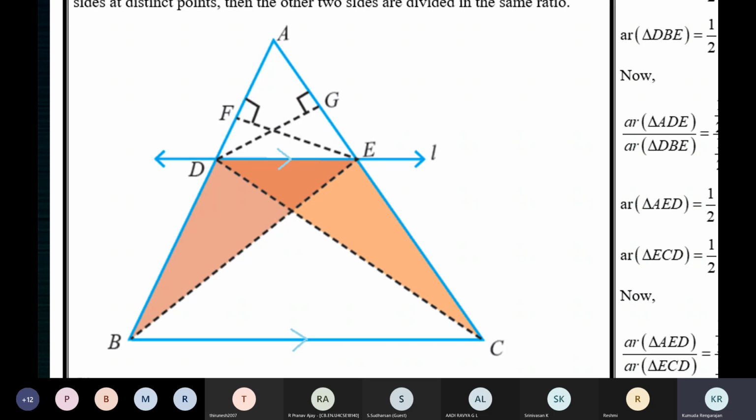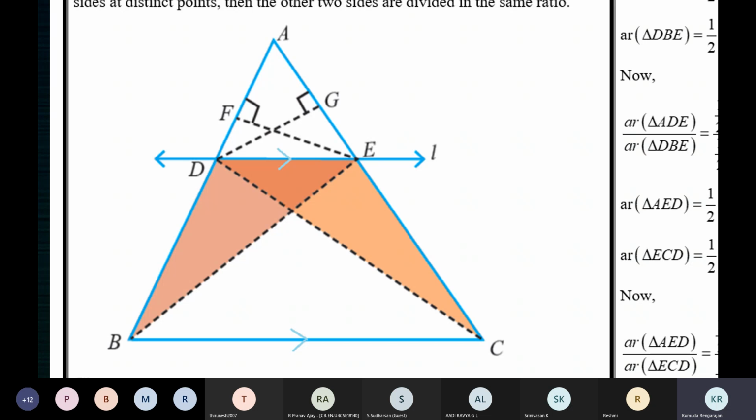See, L is parallel to BC, so it will not meet BC. It will meet the other two sides. So it meets the side AB at D and the side AC at E. And we have to prove that AD by DB is equal to AE by EC.